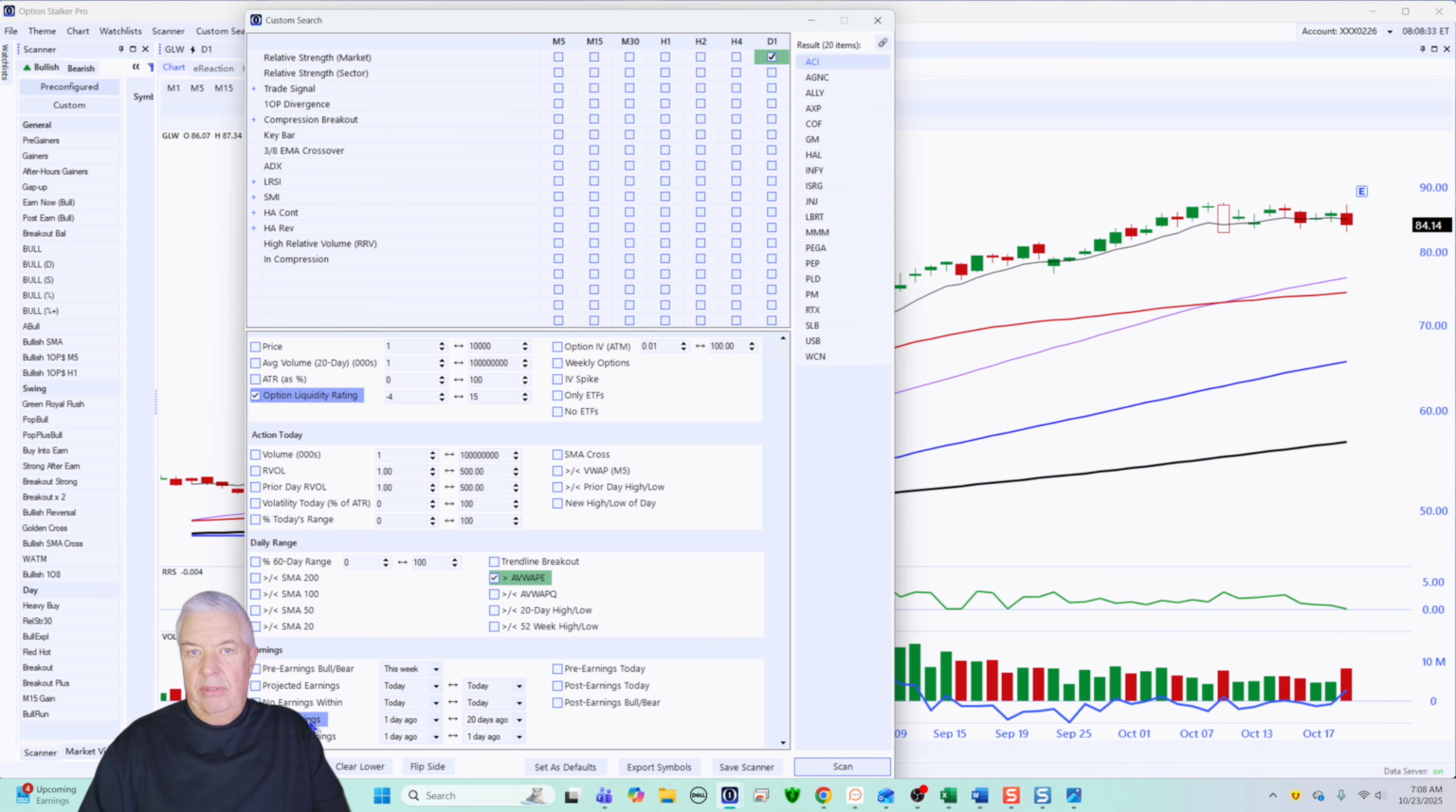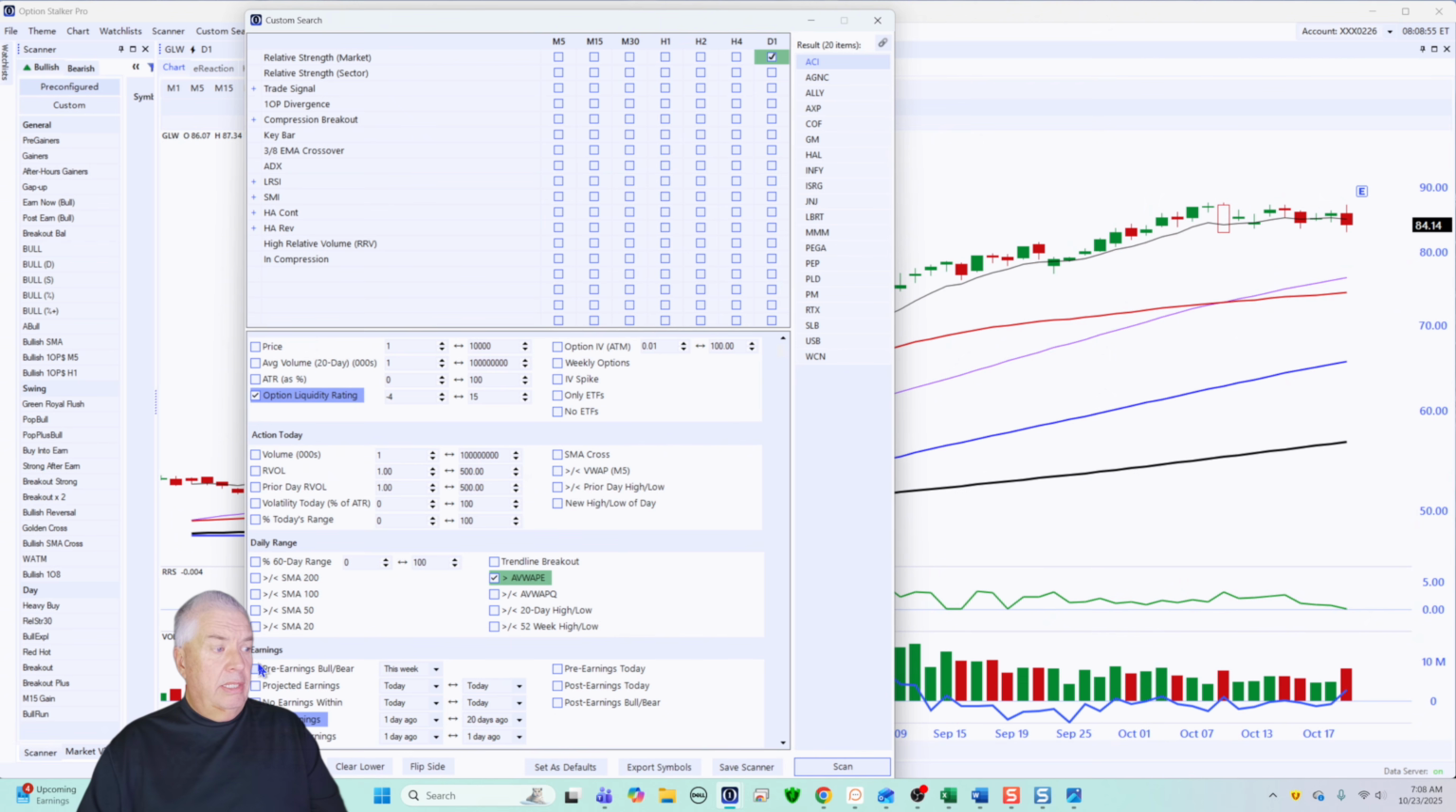Okay, this is how I do it. This is my software. It's called Option Stalker Pro. I've designed it to trade the system that I'm teaching you. There are tons of other platforms. You don't have to use my platform. Whatever platform you're using, you should be able to do some dang good earnings searches.